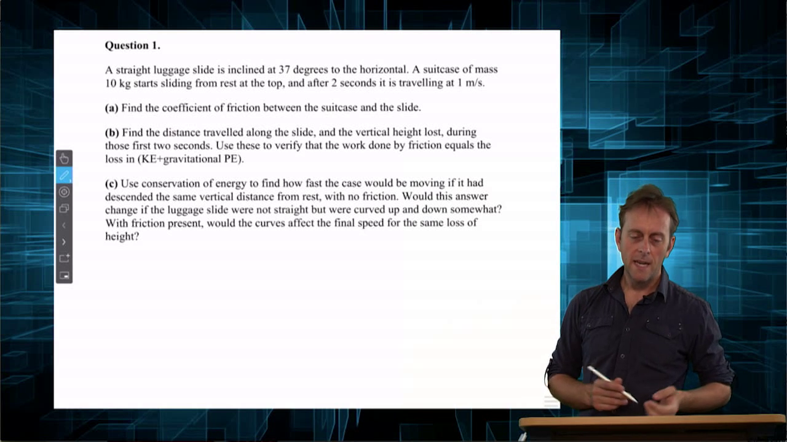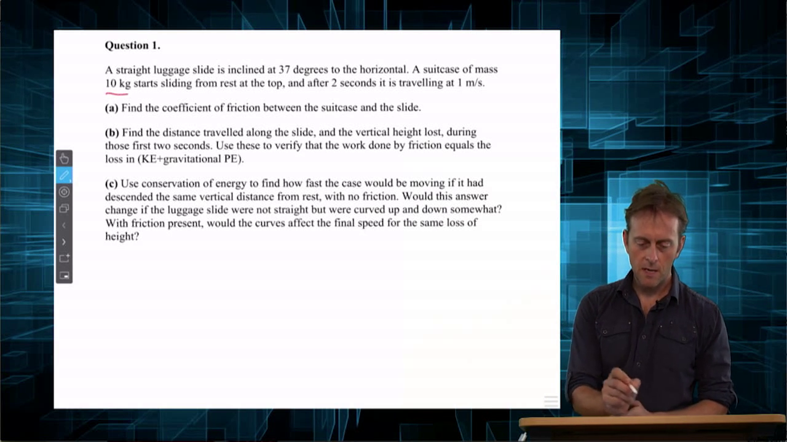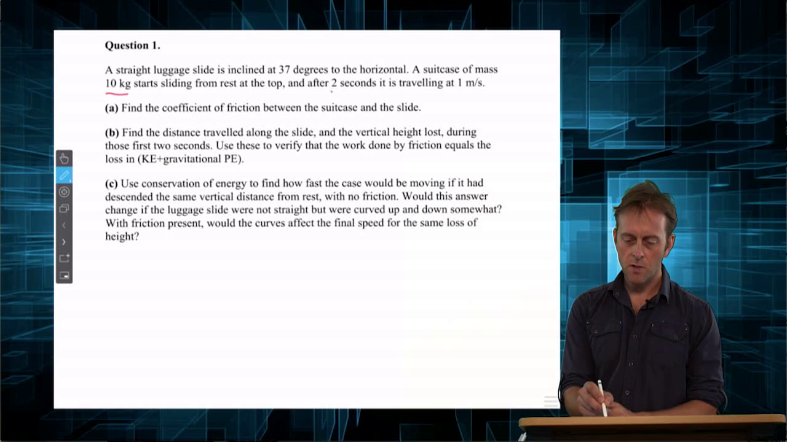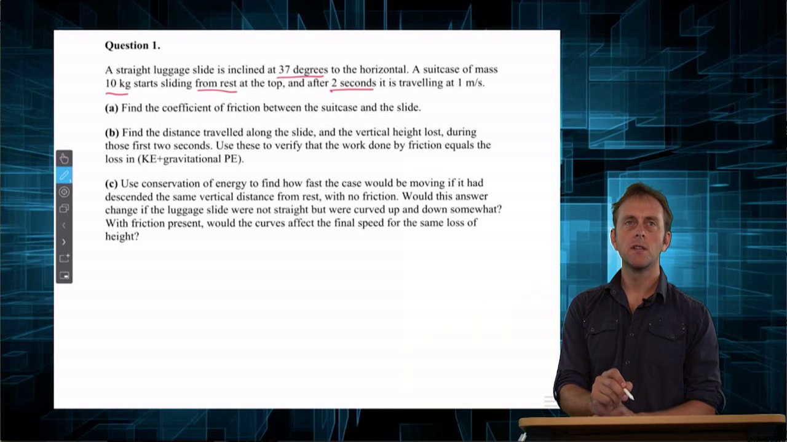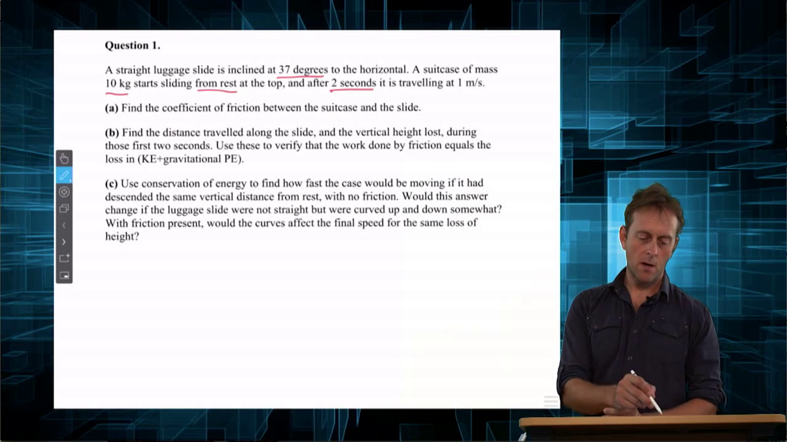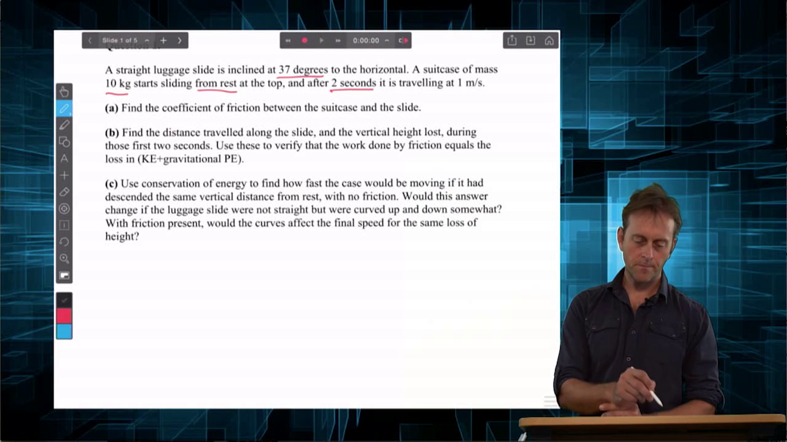You've got the mass of the slide there. I'll just use 10 kilograms here. And you've got the time, 2 seconds. So these are your variables that you have. From rest is another variable that you have, so the initial velocity is 0. So let's start solving the problem.